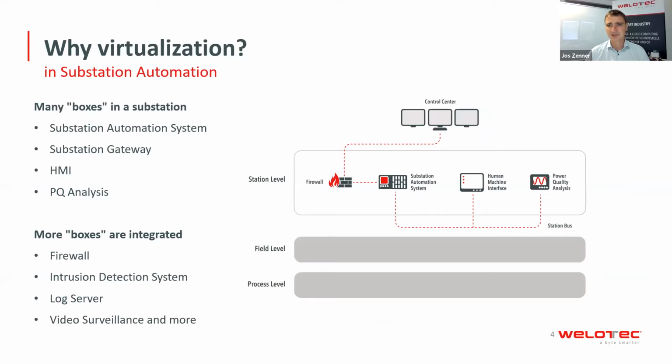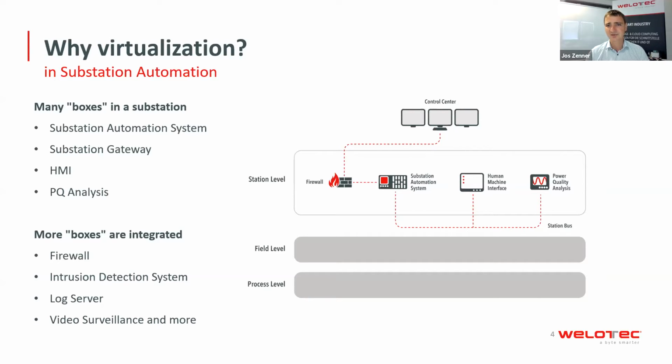So looking at the typical substation layout, and here specifically at the station level, what you, for example, find is a substation automation system. You find an HMI, and you find power quality analysis. Usually you also have some kind of engineering workstation, operator workstation. And all those systems, even if they are looking different, are more or less computers. And computerized systems you can virtualize. So the problem that we have at the moment is that you have many different boxes, many different types of hardware that are coming as appliance, just fulfilling one function.